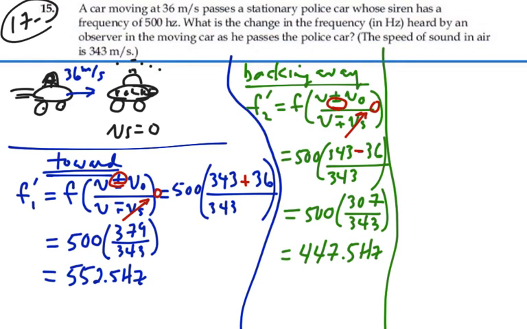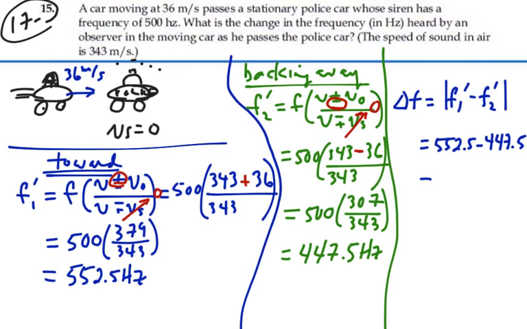So our change in frequency is going to be the difference between these two. It's going to be F1 prime minus F2 prime. And that's going to be equal to 552.5 minus 447.5. And that is equal to 105 hertz.